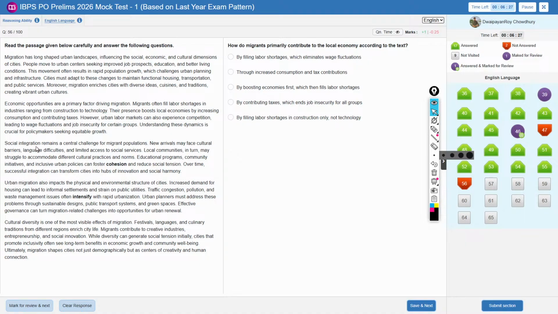Social integration remains a central challenge for migrant population. New arrivals may face cultural barrier, language difficulties, and limited access to social service. Local communities, in turn, may struggle to accommodate different cultural practices and norms. Educational programs, community initiatives, and inclusive urban policies can foster cohesion and reduce social tension. Over time, successful integration can transform cities into hubs of innovation and social harmony.